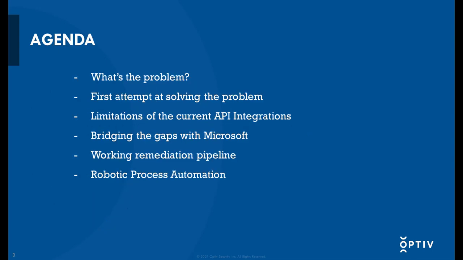Our agenda for the day, we're going to call out the main problem. I'm sure it's one we're all familiar with. We'll go into detail on our first attempt, the technologies used to try to solve this problem, and the gaps that were identified when we tried to solve it with just using API integrations. We'll go into detail on how Optiv was able to bridge those gaps using Microsoft's Power Automate. Take a look at what our working remediation pipeline looked like. And keep in mind, this didn't involve any user testing at the time. So the last part we're going to cover is how we used robotic process automation to simulate user workflow testing to provide us that level of assurance. So we're confident that everything is working and we can push that patch or that security update to the greater business. And then we'll go into question and answer.